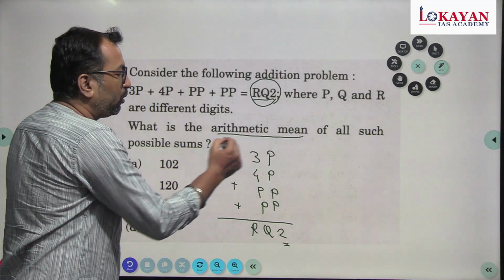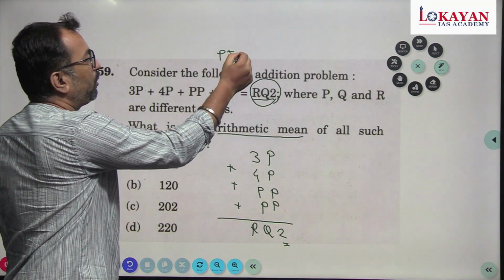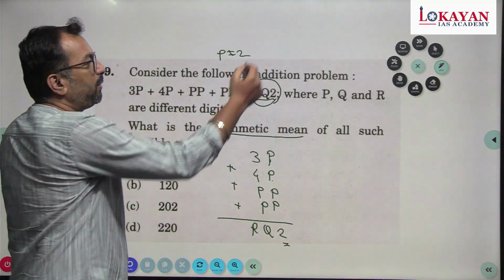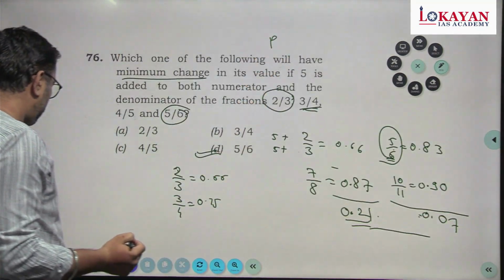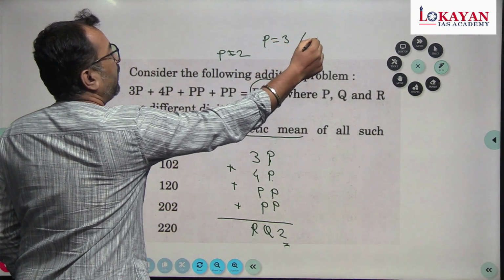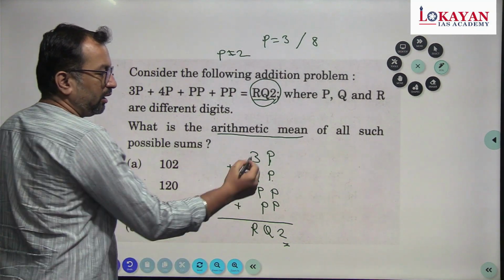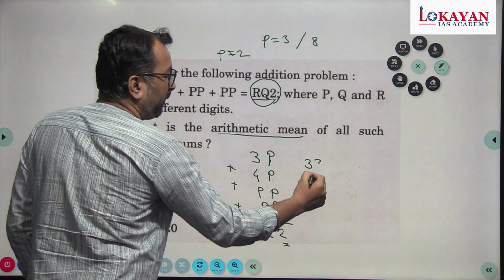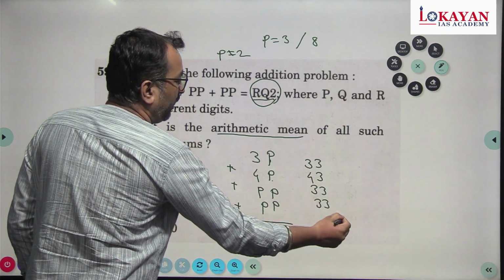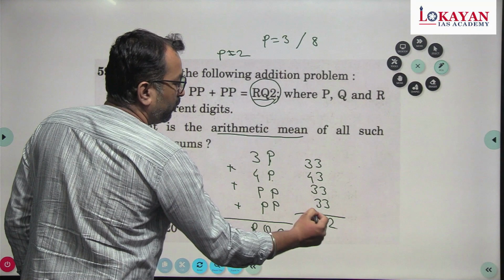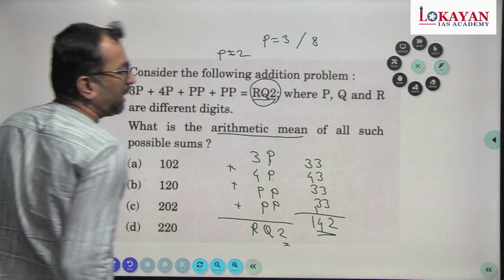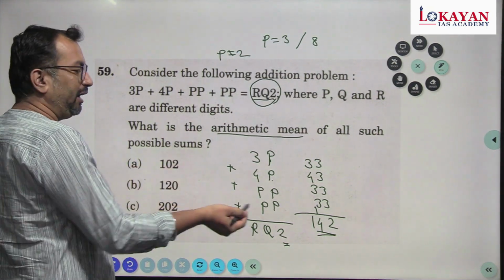p cannot be equal to 2, because 2 plus 2 plus 2 plus 2 will be 8. So what should be the value of p? p should be either 3 or 8, right? Let's put the value for p as 3. So it becomes 33, 43, 33, 33, and the addition becomes 142. When I put the value for p as 3, the sum becomes 142.